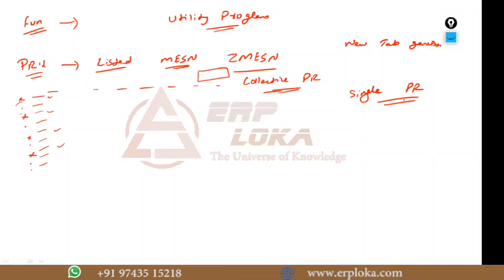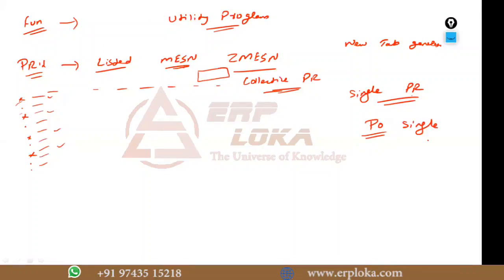Now the department head will just check one PR, check all the requirements, and based on that, he will approve the PR. That PR will flow to the procurement team, and the procurement team will place a PO, a single PO.